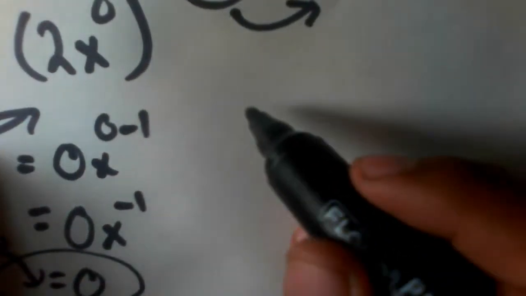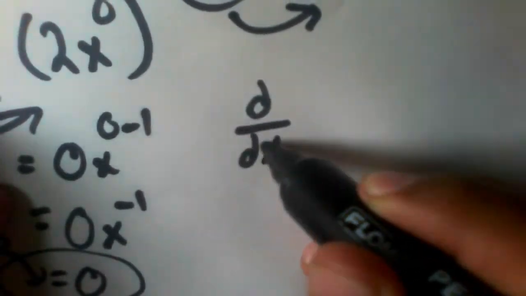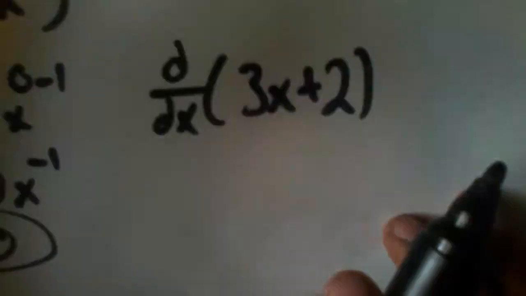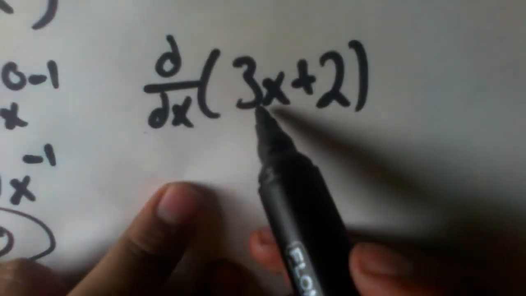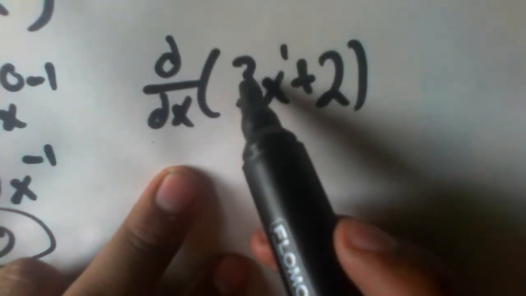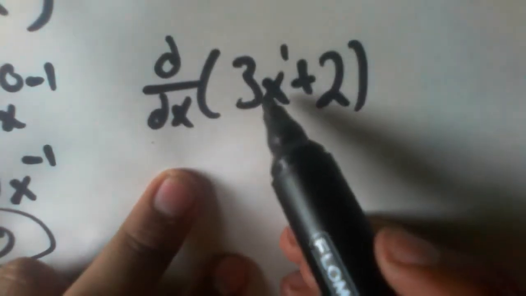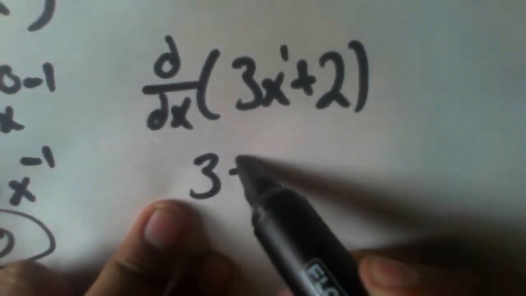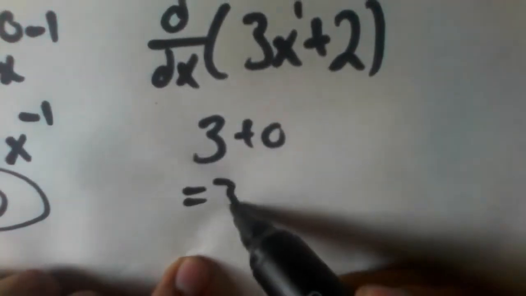So back to the example where we had d/dx of 3x plus 2. The derivative of 3x, well, that's basically 3x to the first. 3 times 1 is 3. Subtract 1. 3x to the 0. This will give us 3. The derivative of a constant is 0, so 3 plus 0 is equal to 3.